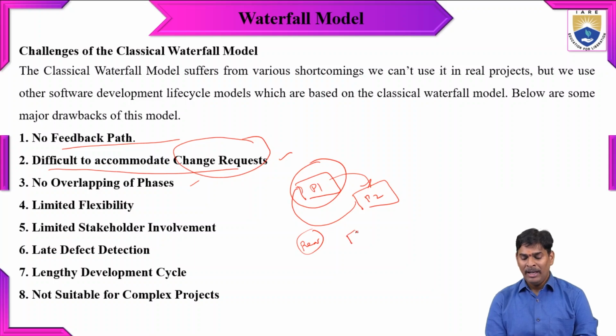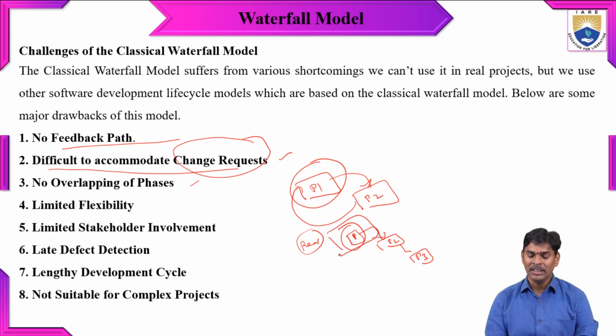Here in the waterfall model we have discussed P1 and P2, and like that it will complete P1, P2 and P3. After completion of P1 only, then P2 will be started. If you are stuck in the P1 phase, that is the first phase, the remaining phases will be in waiting mode. It means only after completion of the first phase can they move to the second phase. So that is the main problem of no overlapping of phases here.